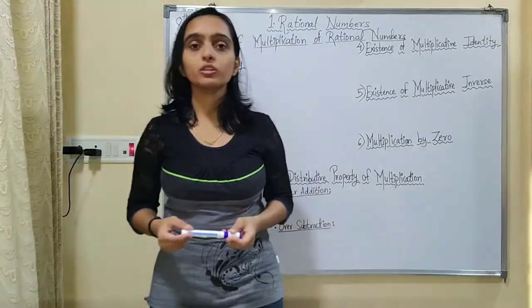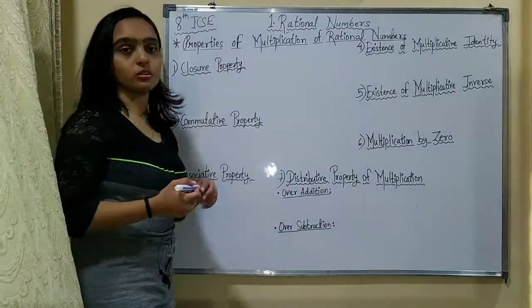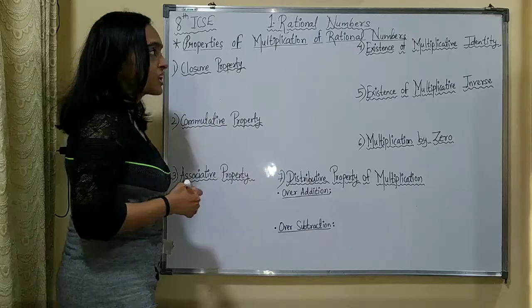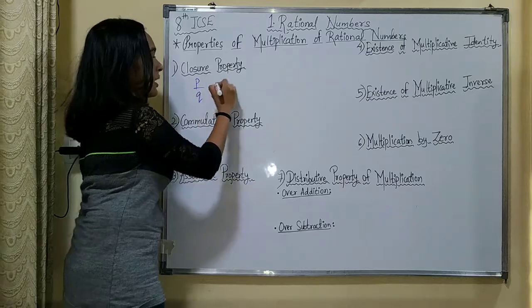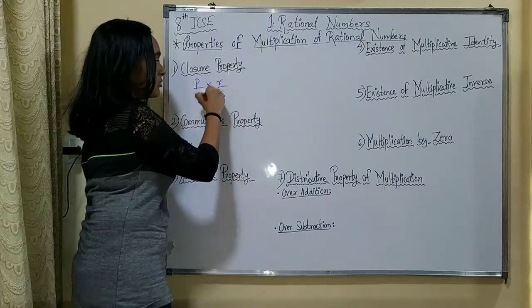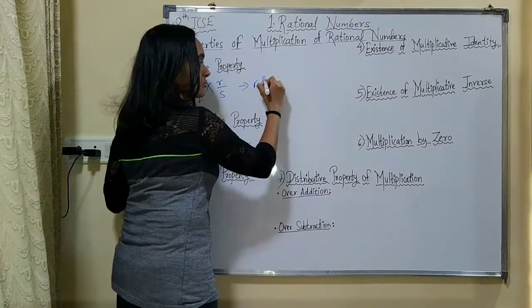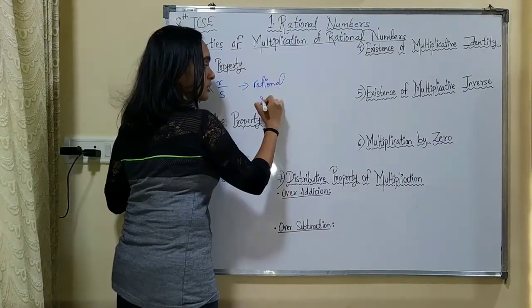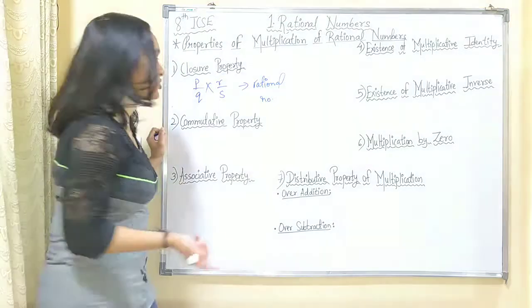Now we will study the properties of multiplication of rational numbers. The first property is the closure property. If we have two rational numbers, say p upon q and r upon s, then their product is again a rational number. So rational numbers are said to be closed under multiplication.